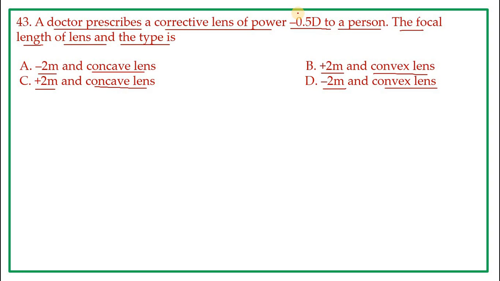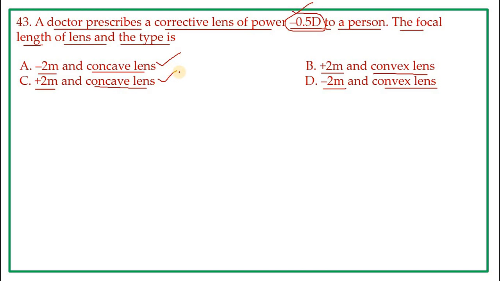Children, see here, the power of the lens is given, that is minus 0.5 diopter. Whenever power is negative, you go for a concave lens. We want to select a concave lens. I mean, now option A or option C will be correct. So for that, let us calculate this.